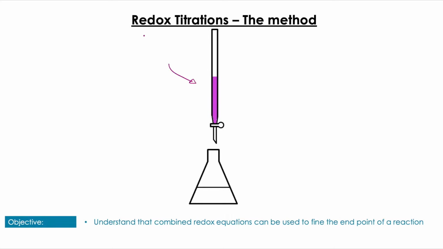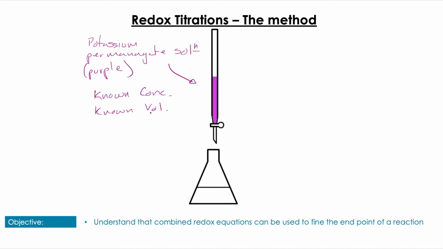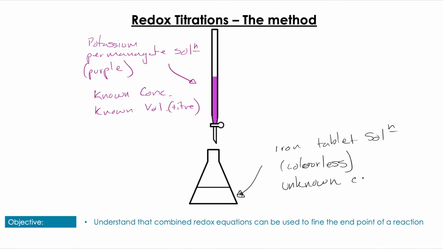In the burette, we have our solution of potassium permanganate, and this is going to be of a known volume, the known volume being the titer, and a known concentration. This has a purple color from the manganese with an oxidation state of +7. In the bottom, we're going to have the solution of, in this case, iron tablet crushed up and dissolved in the sulfuric acid, and this is colorless. We don't know the concentration of this, but we do know the volume.